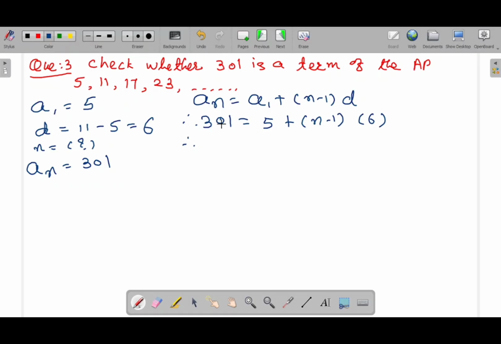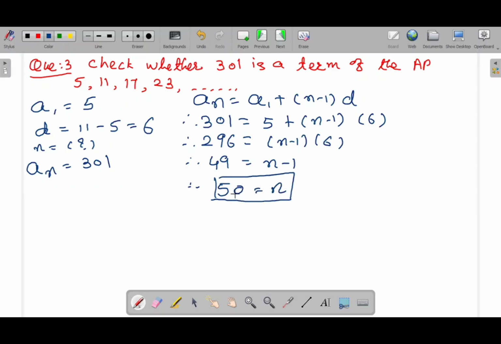First of all, this 5 will go on the left hand side. 301 minus 5 will give me 296, which equals n minus 1 into 6. Now 6 will go in the denominator, so 6 will be in the division. Let me divide it. 56 will be left and 9. So it will be n minus 1, that means 50 is the number of terms in the given AP. The 50th term will be 301. Friends, fortunately here we got the complete number.